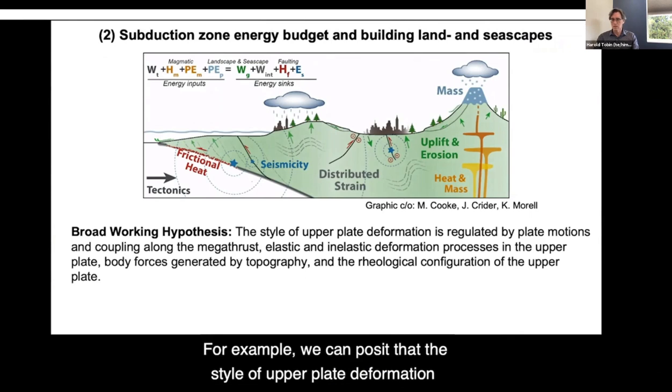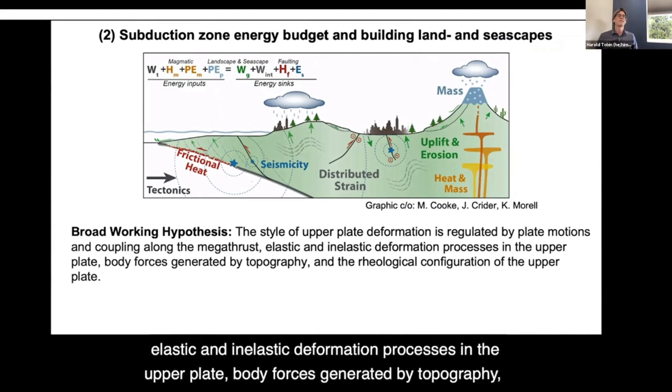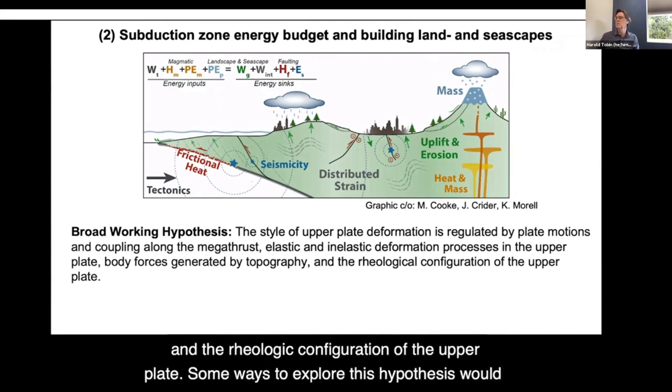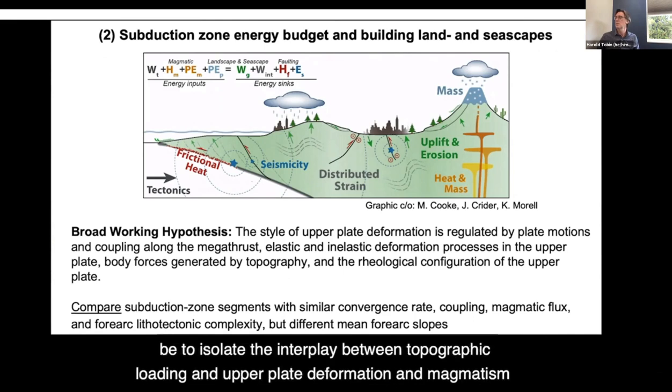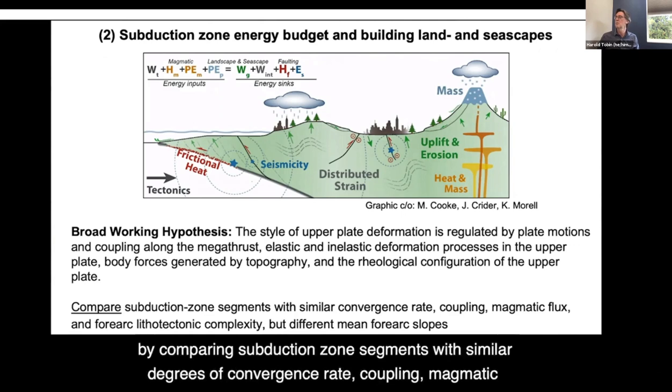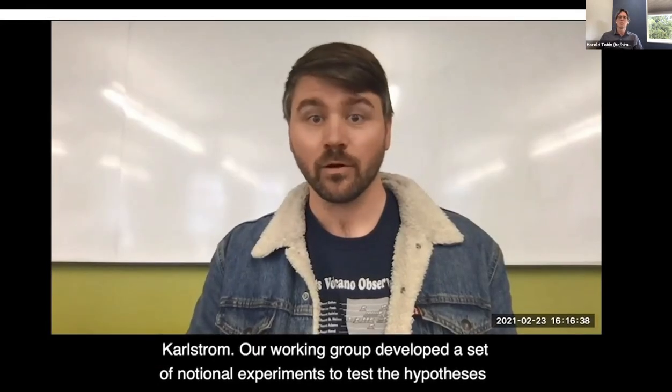For example, we can posit that the style of upper plate deformation is regulated by convergence rate and angle, coupling along the subduction megathrust, elastic and inelastic deformation processes in the upper plate, body forces generated by topography, and the rheologic configuration of the upper plate. Some ways to explore this hypothesis would be to isolate the interplay between topographic loading and upper plate deformation and magmatism by comparing subduction zone segments with similar degrees of convergence rate, coupling, magmatic flux, and fore-arc lithotectonic complexity, but different mean arc slopes.